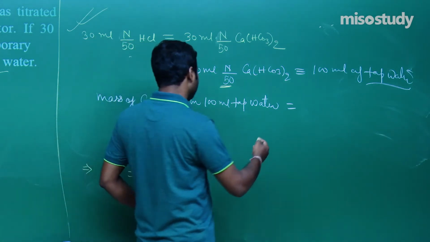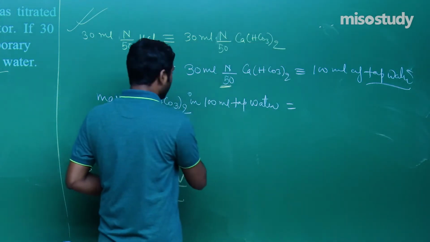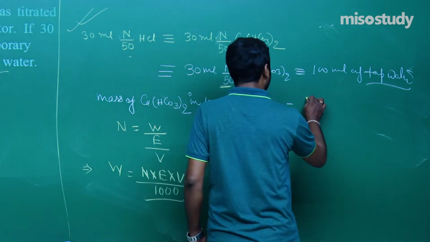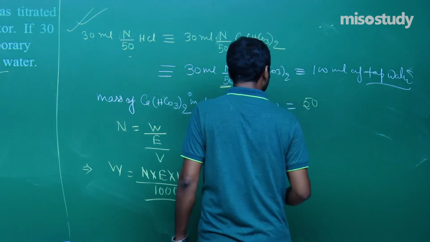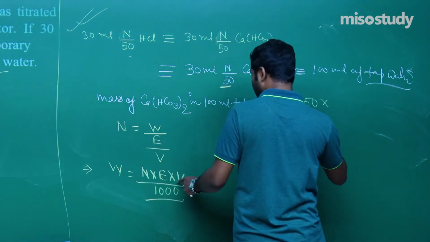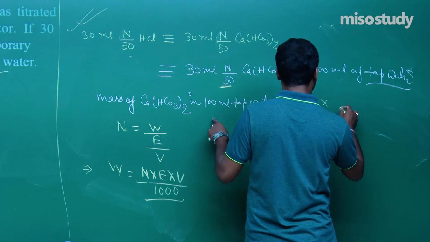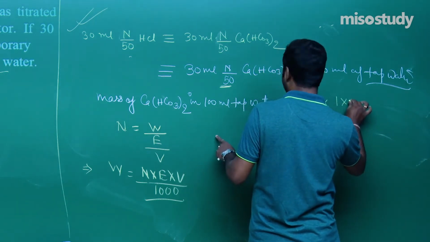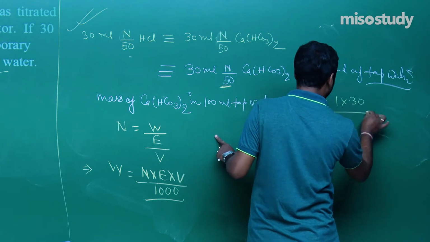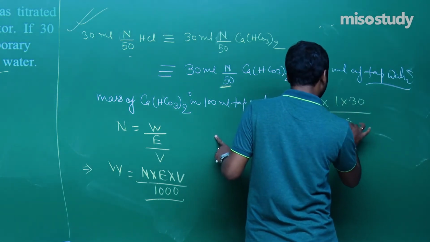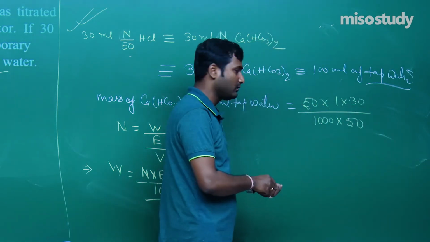So mass is N into E. What is the molecular mass? What is the equivalent mass here? 50. So put here 50. Then multiply by E, the equivalent mass we have put in; normality is 1 upon 50. Okay sir, and the volume is 30, then divided by 1000 and put here 50. Clear? Yes sir, you complete.